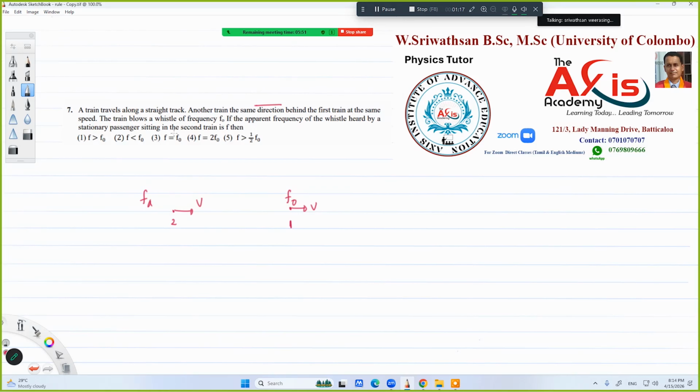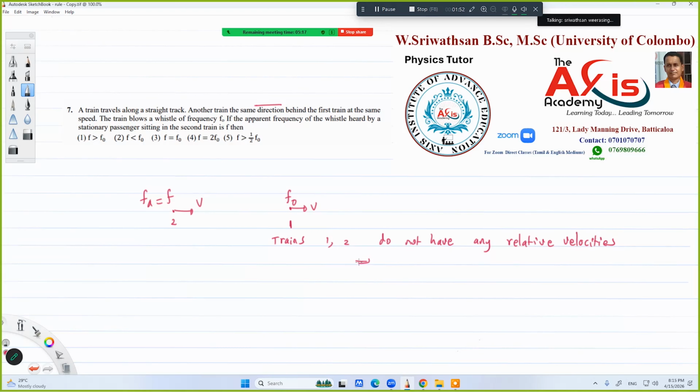Heard by a stationary passenger sitting in the second train is F. Then the relation, right? You can immediately answer this because these two trains, 1 and 2, do not have any relative velocity.